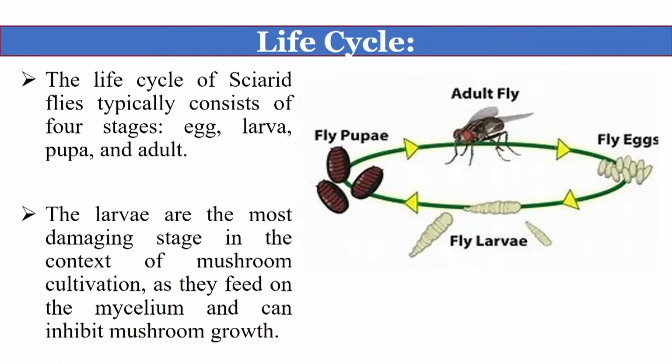Now about the life cycle of the insect. The life cycle of sciarid flies typically consists of 4 stages: egg, larva, pupa as well as adult stage. The larva is the most damaging stage in the context of mushroom cultivation, and it basically feeds on the mycelium and inhibits the growth of the mushroom. So the larva is a very damaging stage of the life cycle of the sciarid flies.